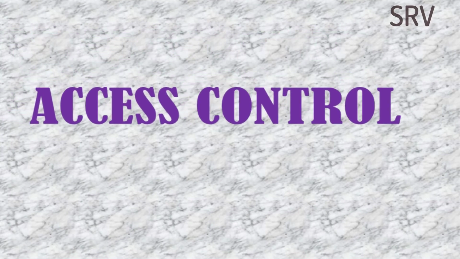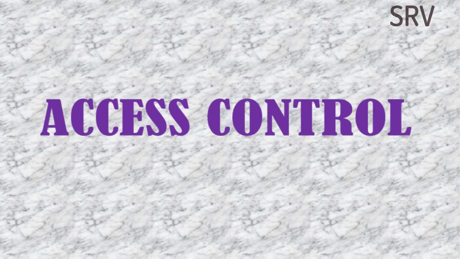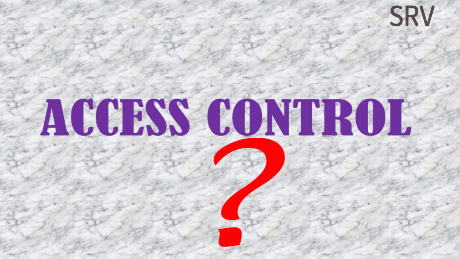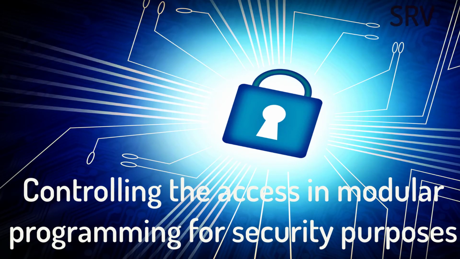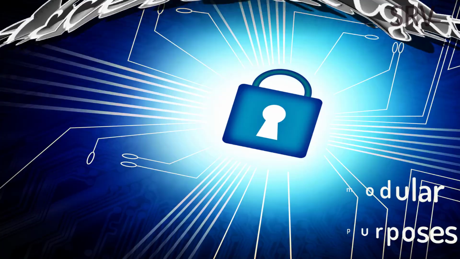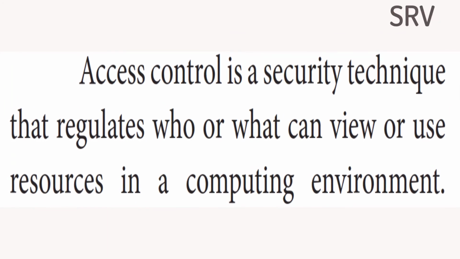Now let's see access control. Before going further, just think, what does access control mean? Just think of the words access and control and combine the two words: access control. It just means controlling the access in modular programming for security purposes. In short, it is access rights. Now let's see what is given in our book. Access control is a security technique that regulates who or what can view or use resources in a computing environment.